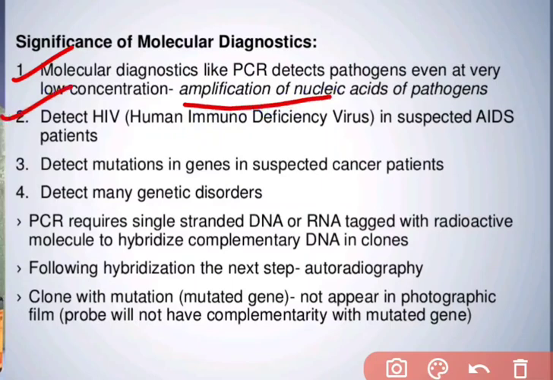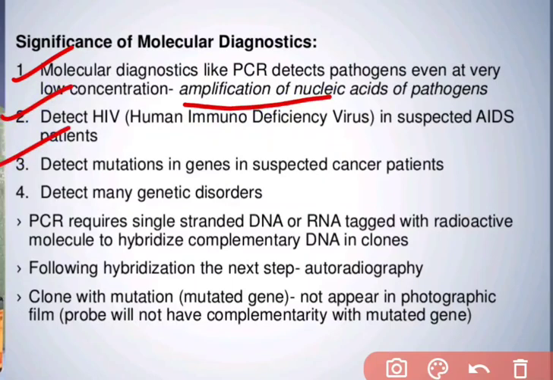Detect HIV, human immunodeficiency virus, in a suspected AIDS patient. When it is just entering, at the initial stage, by the PCR technique we can find out the presence of the pathogen in the body, the presence of virus or bacteria in the body. That is the importance of early detection.